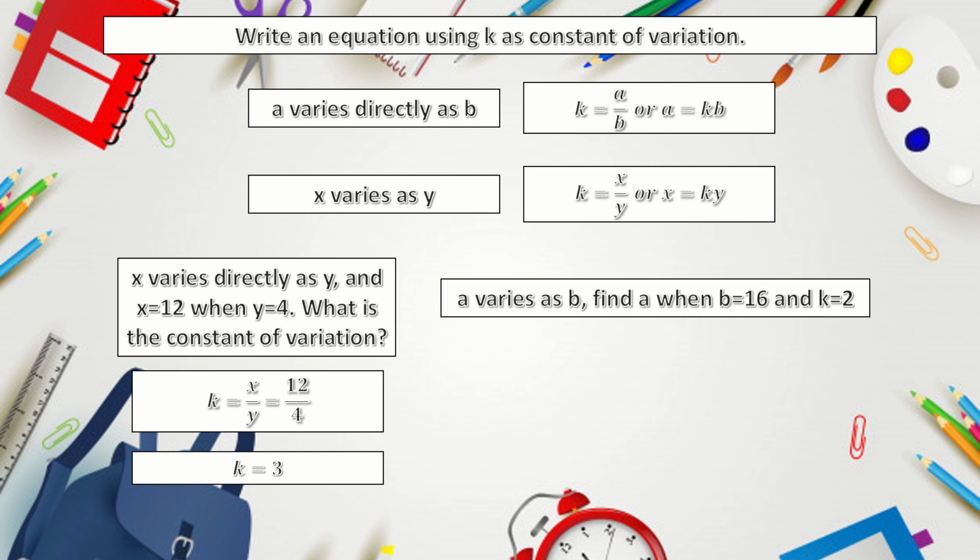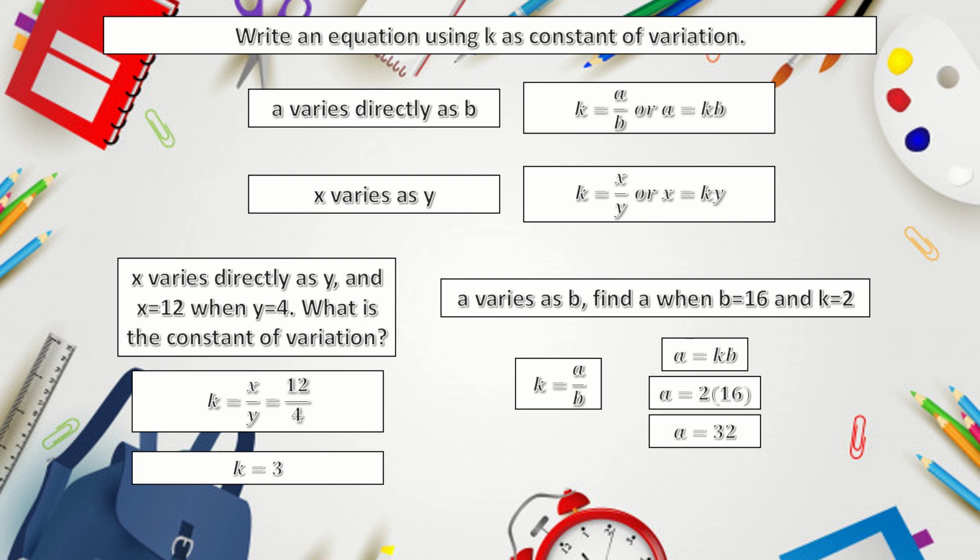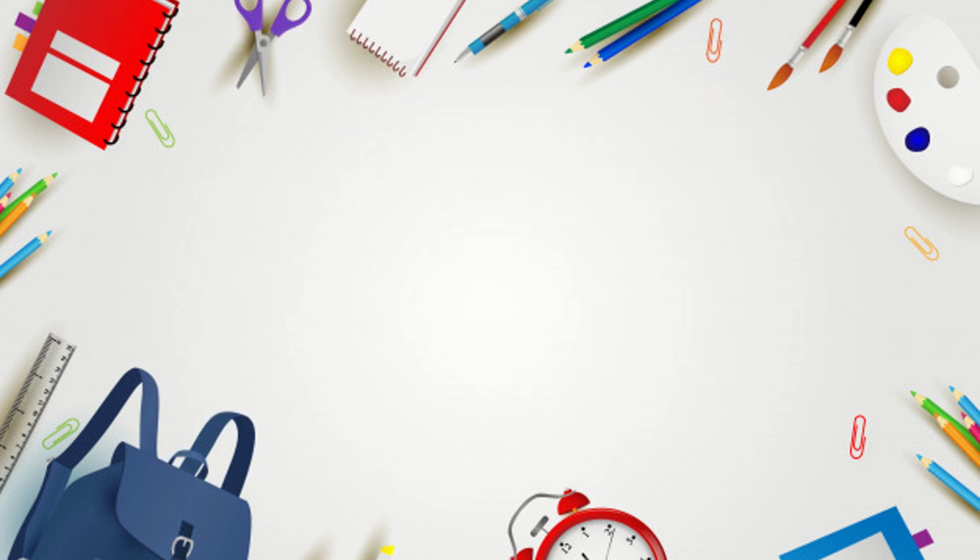A varies as b. Find a when b is equal to 16 and k is equal to 2. This time, we have k is equal to a over b, but we have the value of k and we need to find out the value of a. So, we'll have a is equal to k times b. Substitute the value of b and k. So, we have 2 times 16 and a is equal to 32.